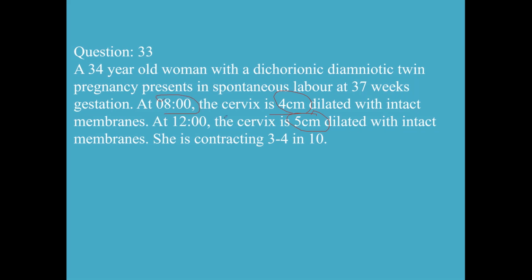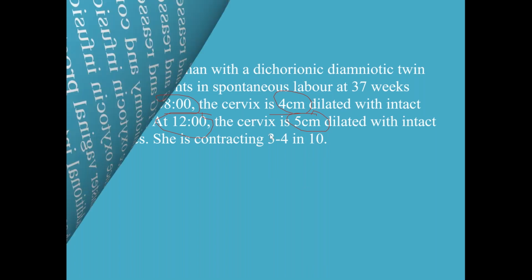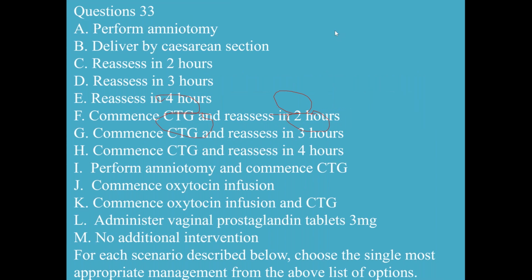So we are assessing her after 4 hours. She is less than 2 centimeters dilated. So we suspect delay. So the next step we'll do is ARM. Her contractions are adequate, so we'll go for an amniotomy. Amniotomy is the answer, I think. Perform amniotomy. Yes, perform amniotomy. There is the answer.